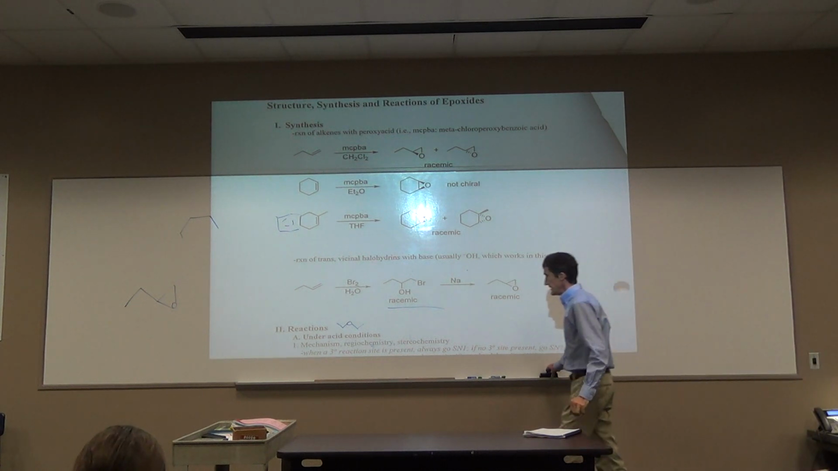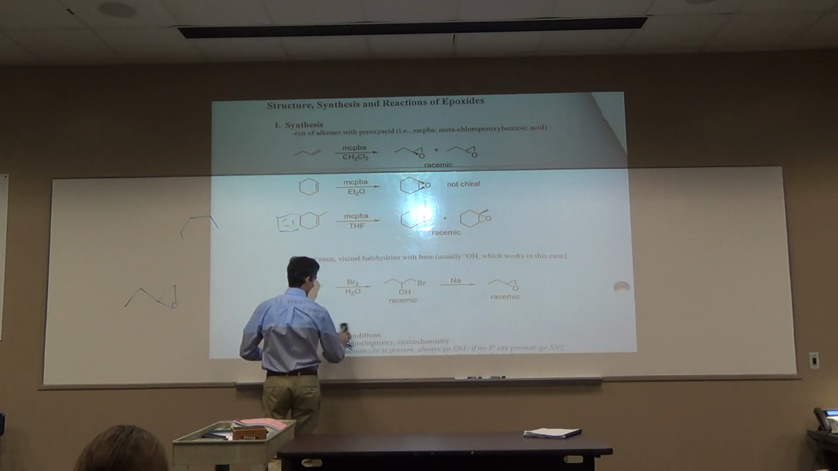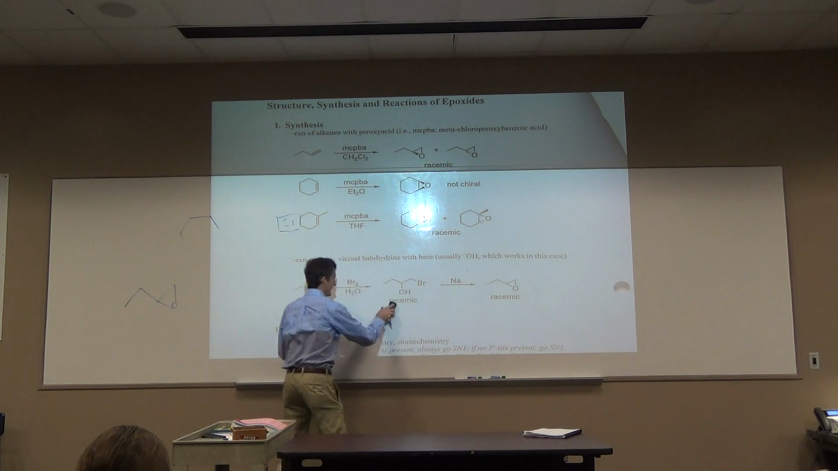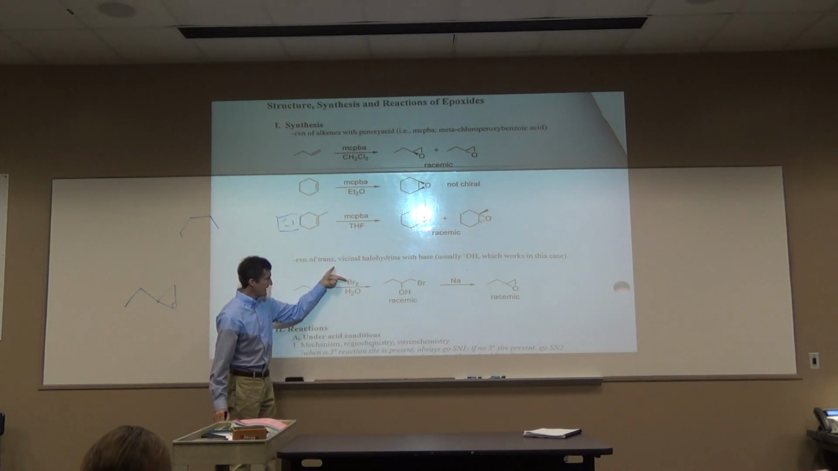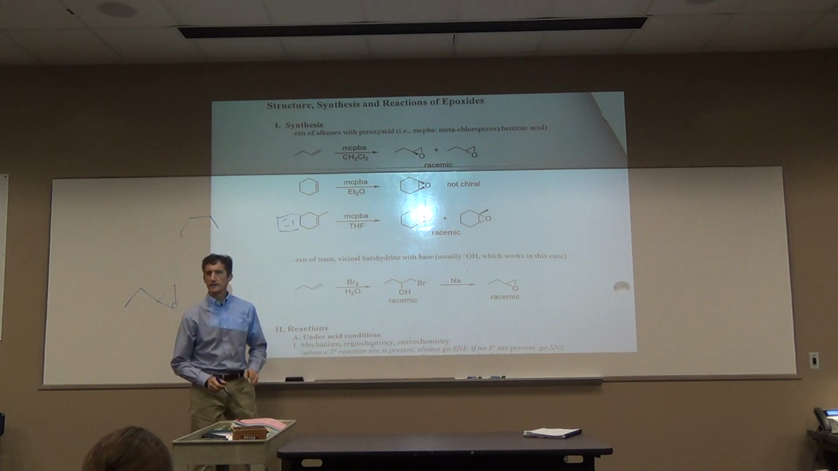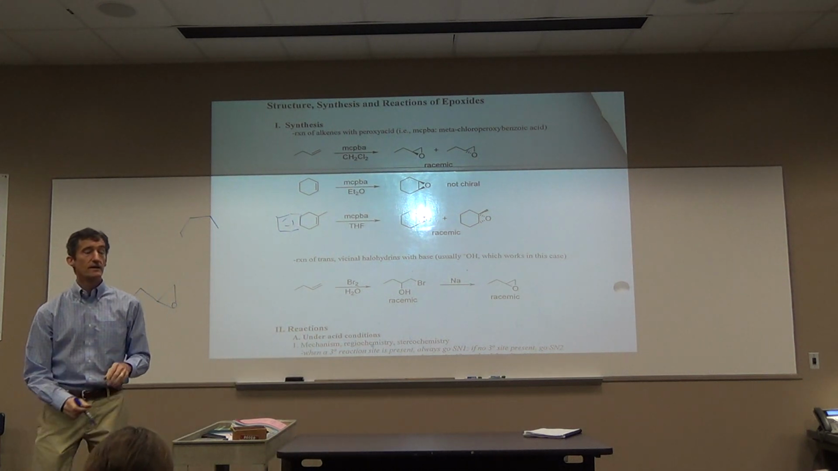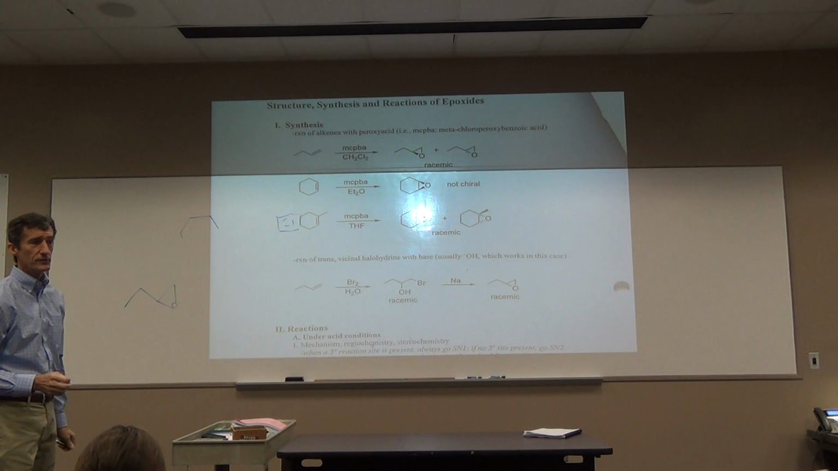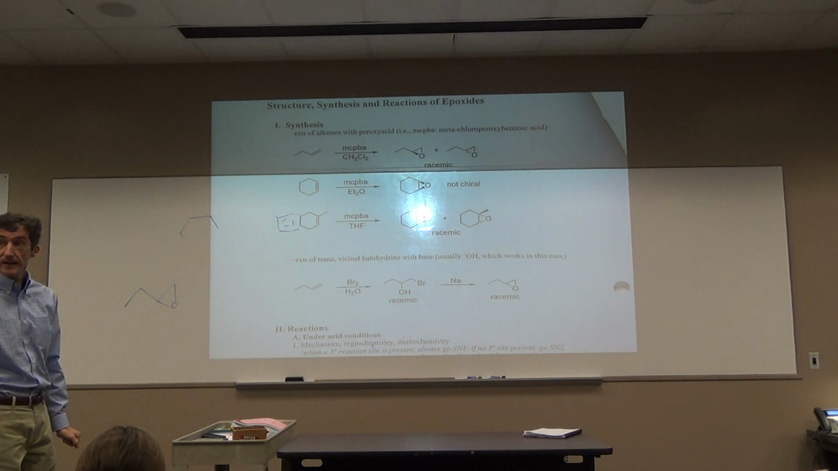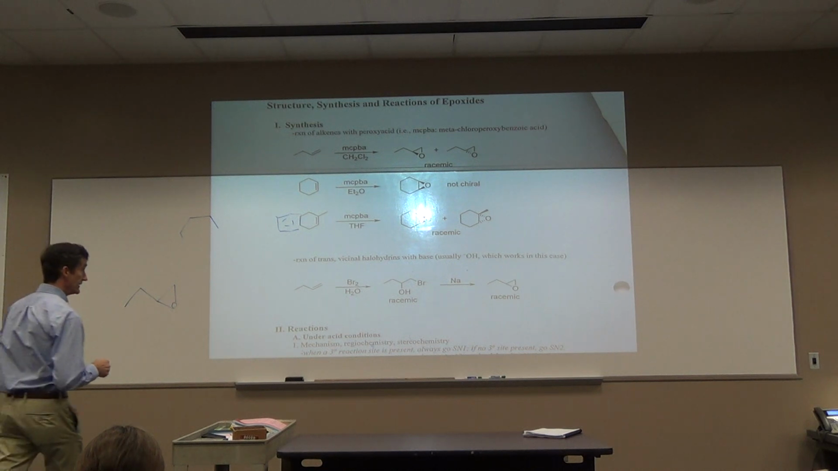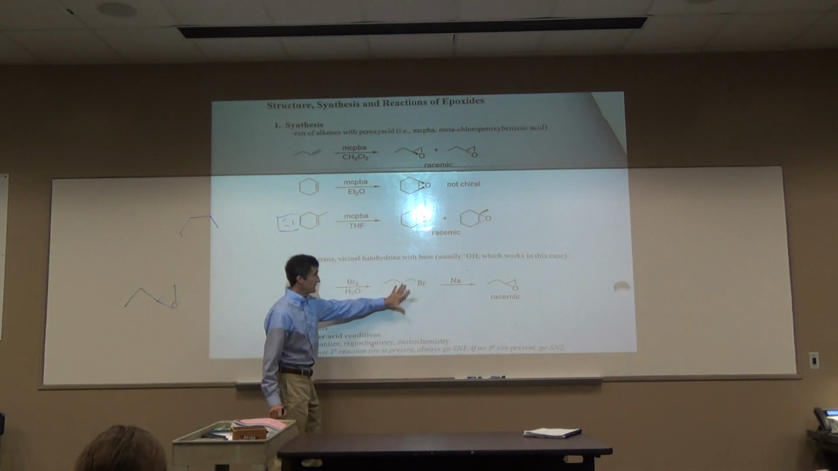A new way to make epoxides. First is a review. If you take an alkene with halogen and water, what type of product are you going to get? Halogen and water. The product is called a halohydrin. It's going to give this product here.